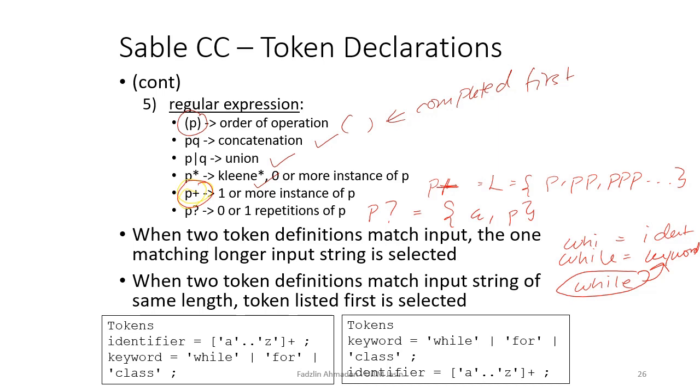To understand this, look at the examples here. We have two boxes. This is box A and this is box B. So imagine you are entering while and you want while to be detected as keyword. While as a whole can also be detected as identifier, because if you look at the definition of identifier over here, a range of A until Z plus. Plus means what? One or more. So W-H-I-L-E can be detected as identifier. But if you want it to be detected as keyword, you need to declare it in the form of this B box over here, where keyword is defined first and identifier is defined second. So here, while will be detected as keyword. So this is what this particular sentence means.